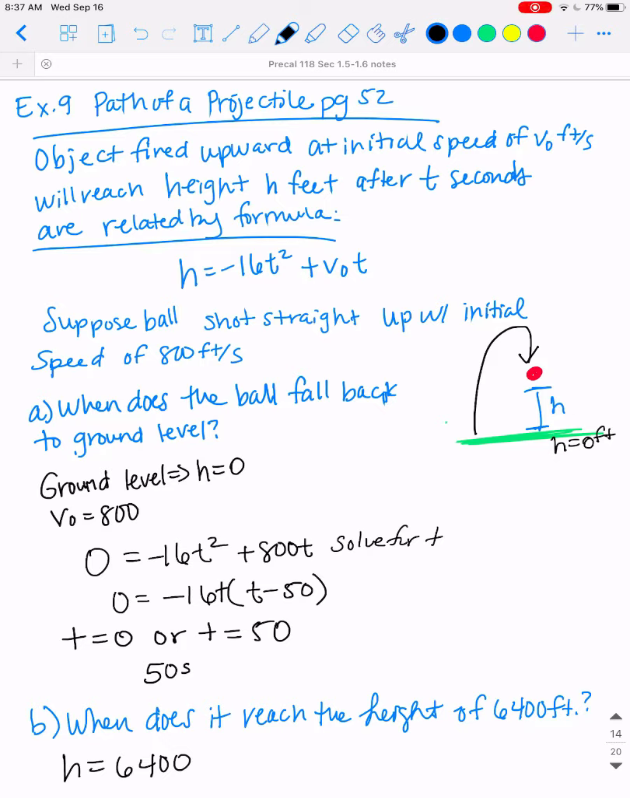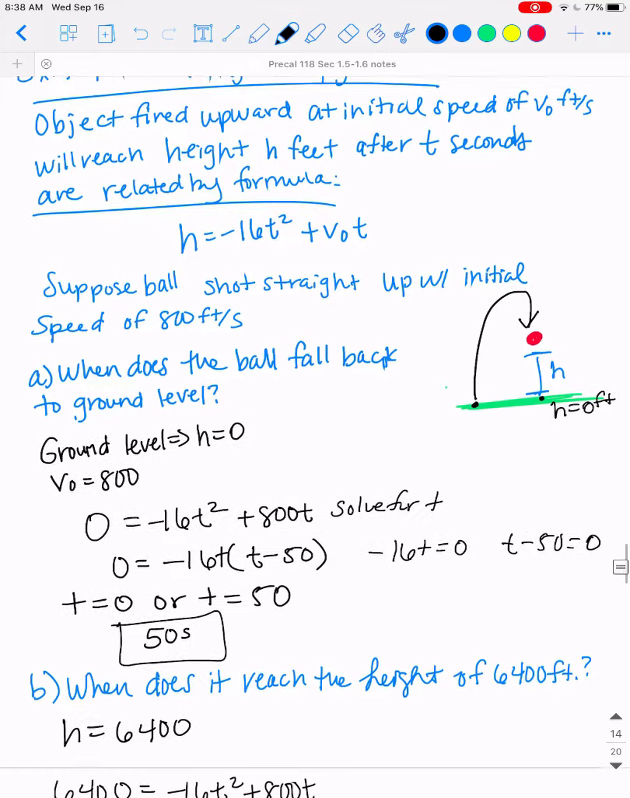So we get 0 equals, I factor out negative 16t, t minus 50. We could use the zero product property to set negative 16t equals 0 and t minus 50 equal to 0. So our t is 0 or t is 50. We know that's true because t is 0 when the ball is on this side. We haven't thrown it, it's at ground level, h equals 0. And then after 50 seconds, it makes its way all the way to ground level again. So our answer is 50 seconds, because it wants when it falls back down.